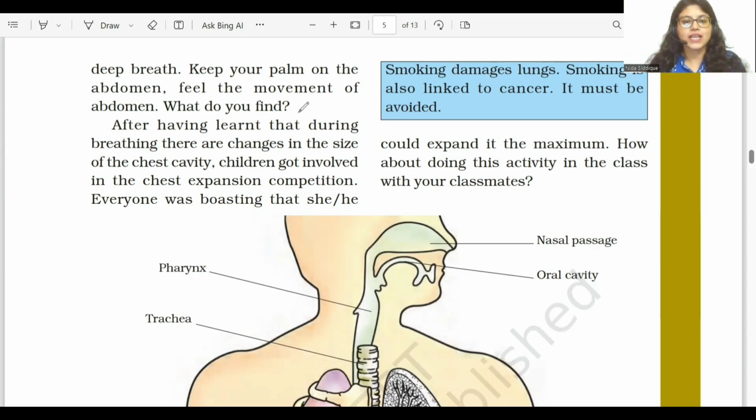So after having learned that during breathing, there are changes in the size of the chest cavity, children got involved in the chest expansion competition.